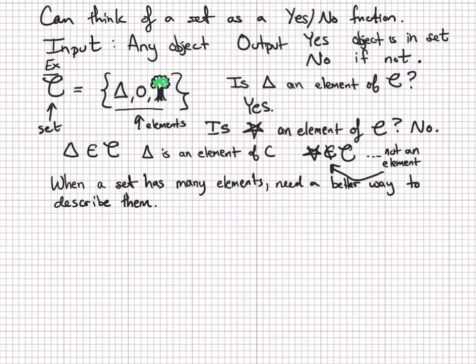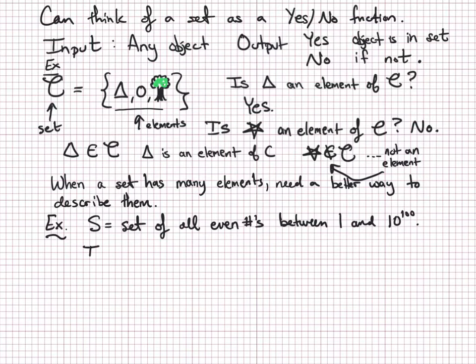Okay, so here's a couple ways to do it. If we don't want to just list all the elements, let me give you two examples of sets, and then we'll see how to describe them. One of these sets will be slightly more mathematical than the other. So S is going to be the set of all even numbers between 1 and a googol. T is going to be the set of tall people in this class.